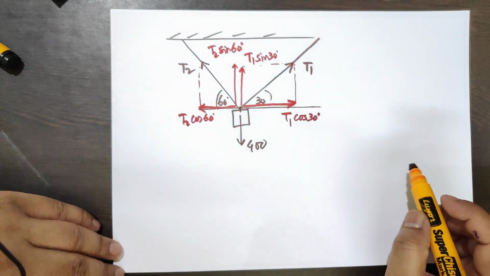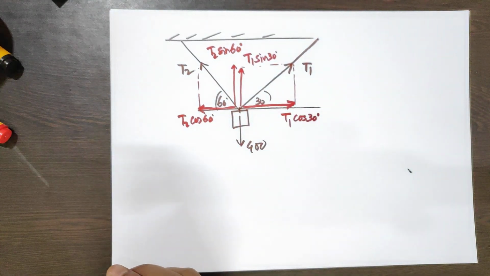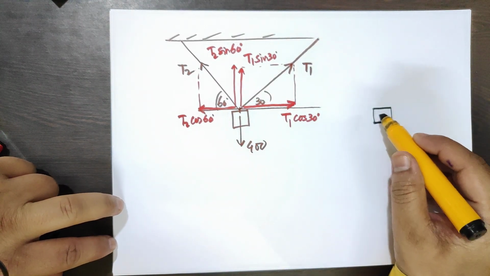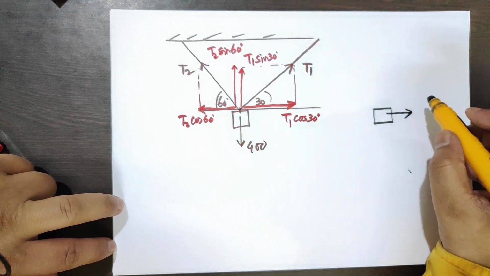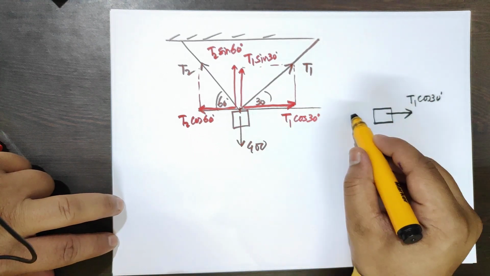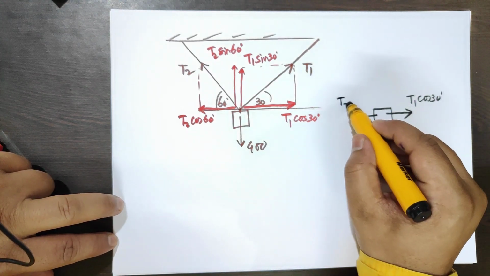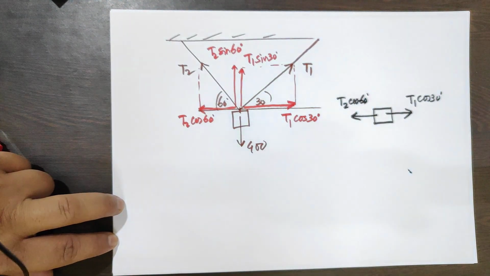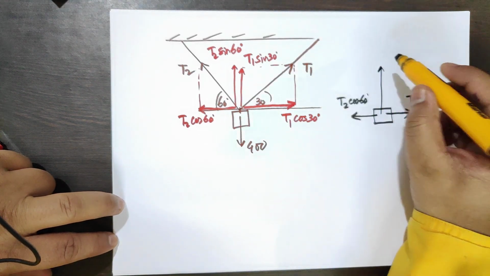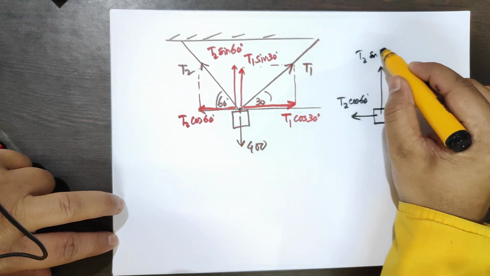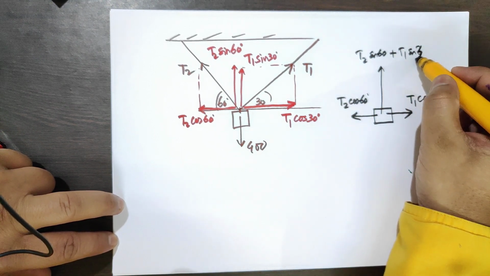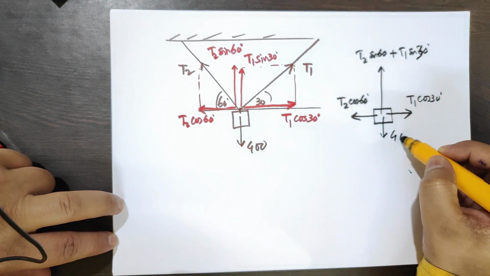Okay, so let's look at the net force on the body. The x and y components will add separately. This is T1 cos 30 and from here you have T2 cos 60. And this is T2 sin 60 plus T1 sin 30, and this is 400.